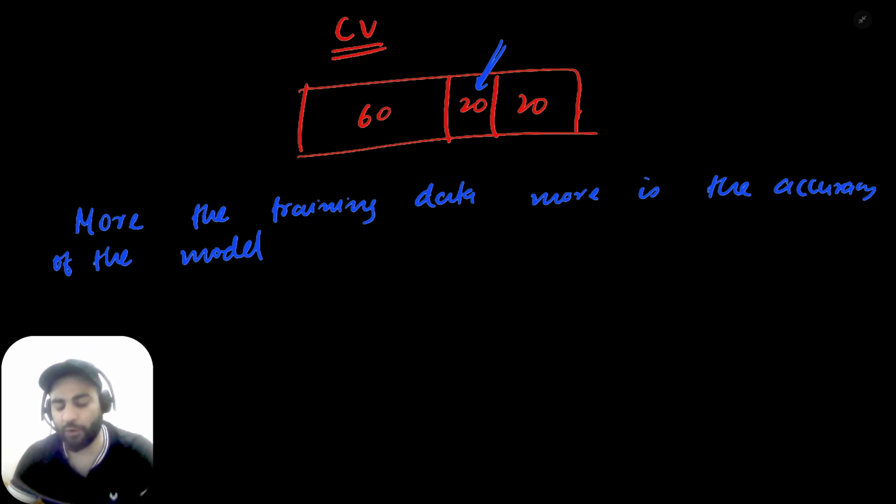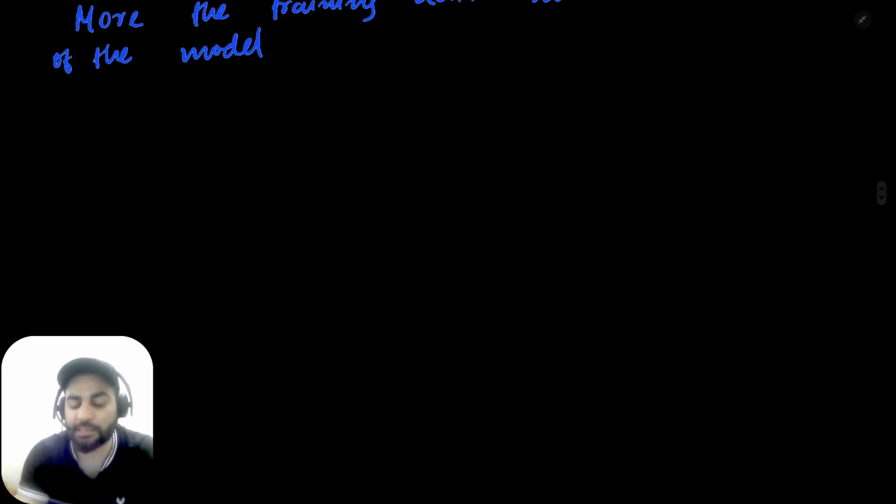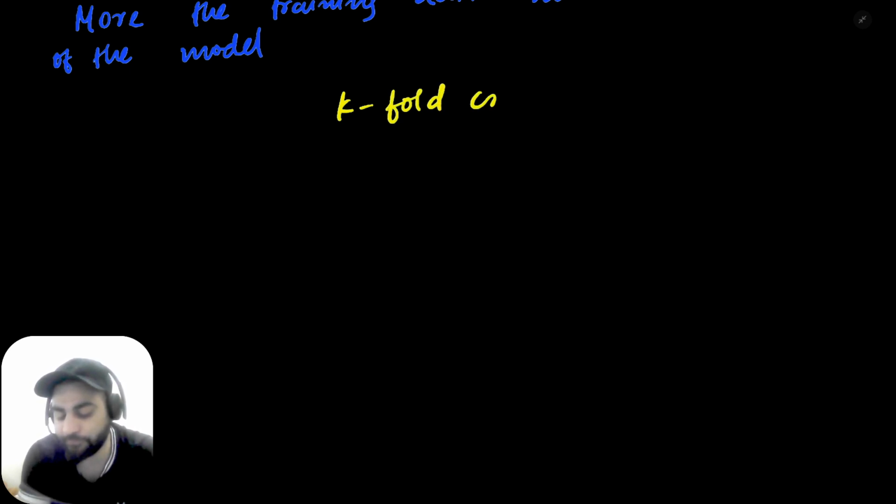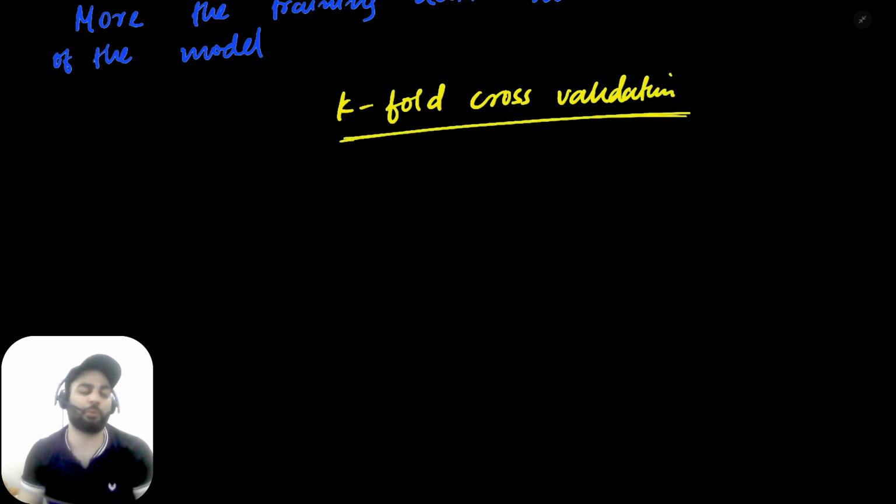Okay, in order to mitigate this problem, in order to overcome this problem, there is something called k-fold cross validation. I hope that you got the problem. What is the problem with this cross validation? Because now we are losing some data, so I don't want to do that. I actually want to use all of my data, and for that purpose, we have k-fold cross validation.